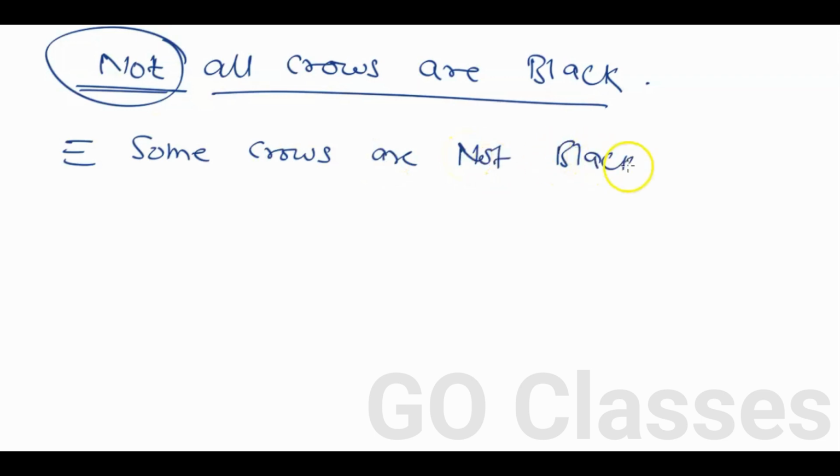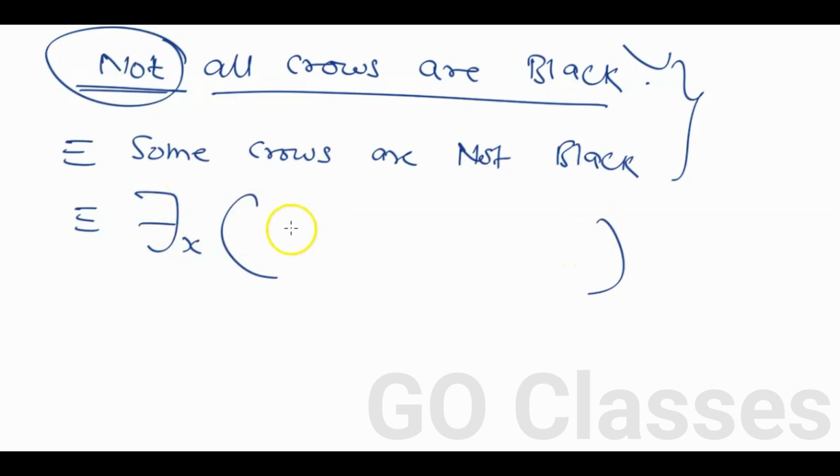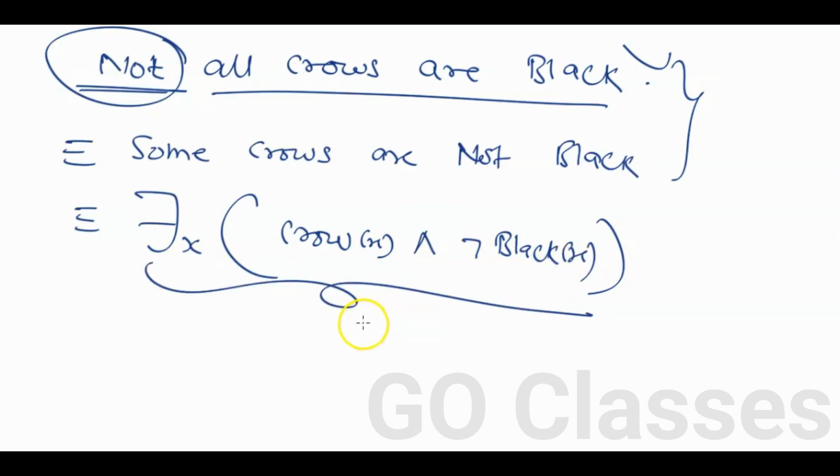So remember, this and this both are the same, because this statement is saying that not all crows are black. It means that there are some crows which are not black. Some crows are not black means there exists some crow which is not black. Correct or not? Okay, so very simple. So both are the same, remember.